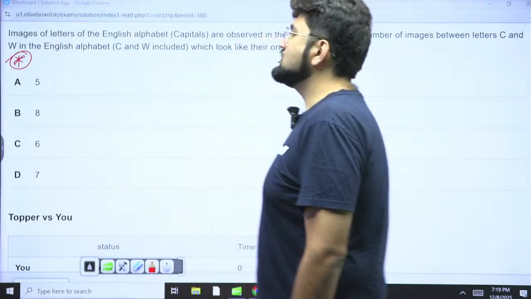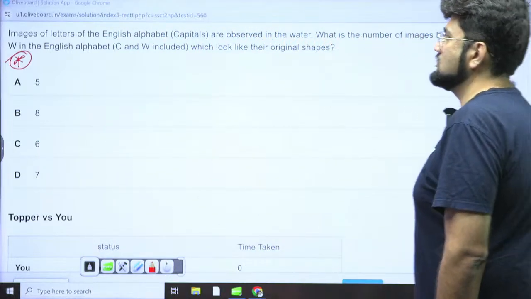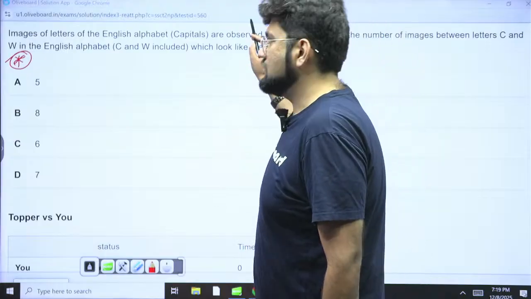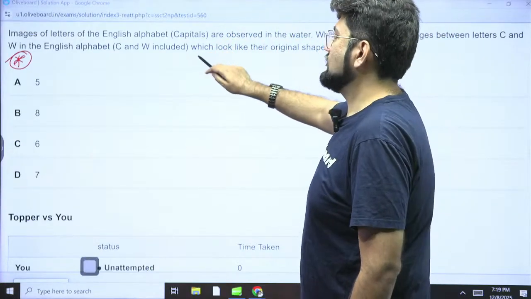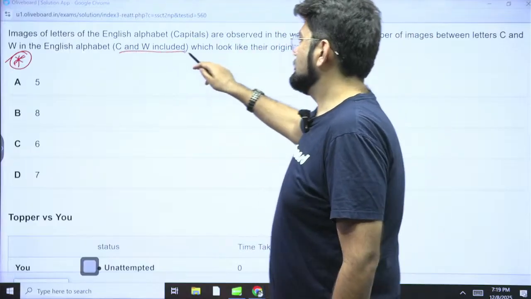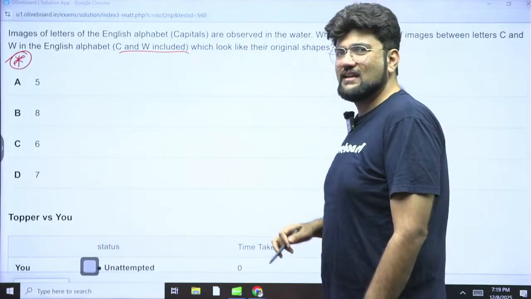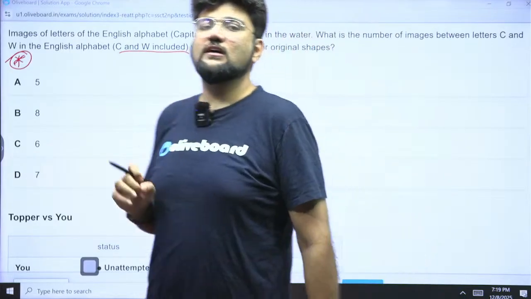Alright, now this question is actually incorrect in the solution that is given. Technically they are asking us images of letters of the English alphabet, and capitals are observed in the water. So that means water images are taken. What is the number of images between C and W in the English alphabet, both of them included, which look like their original shapes? That means they are looking for capital letters whose water image remains the same.